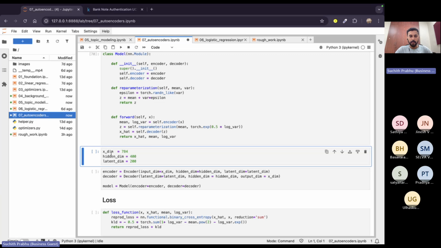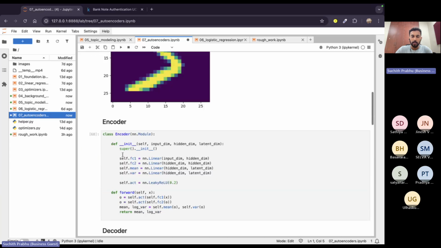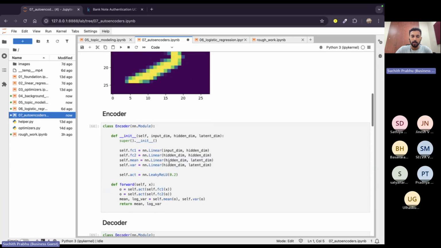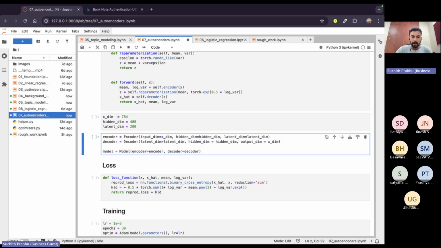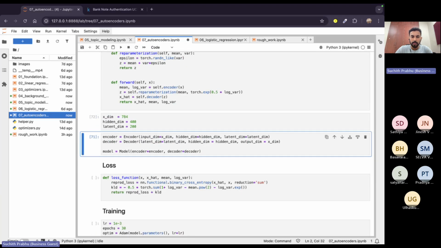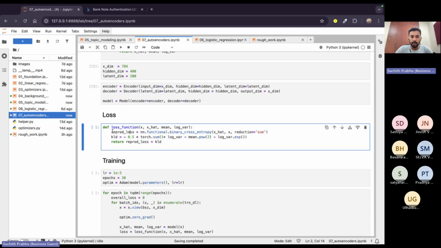Okay, so here I'm defining the xdim, the dimension of the input, which is just 28 cross 28, because we'll convert this into a vector and then pass it through the model. Okay, so I have defined the model over here. So this is the hidden dimension. Define the model, and here is our loss function.